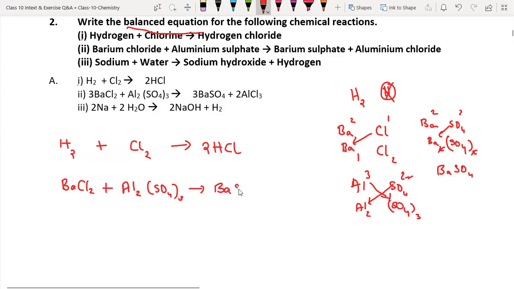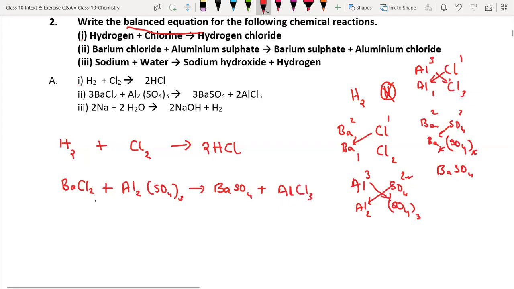Just BaSO4 plus aluminium chloride. Aluminium Al, chloride means Cl, AlCl. Aluminium atomic number 13, valency is 3. Chlorine atomic number 17, valency is 1. 1 goes to aluminium, 3 goes to chlorine, it will become Al1Cl3. At last you can write it as AlCl3. No need to represent that 1.